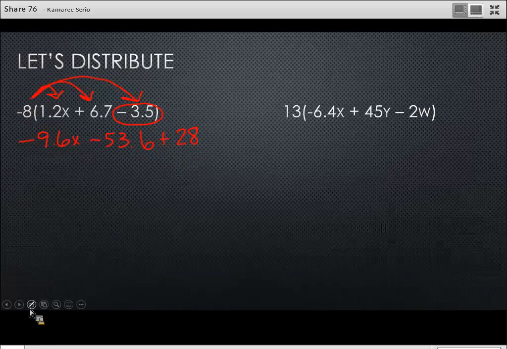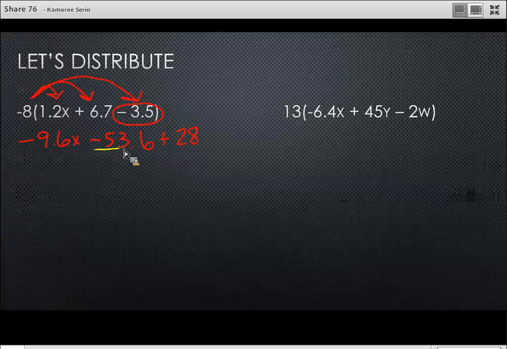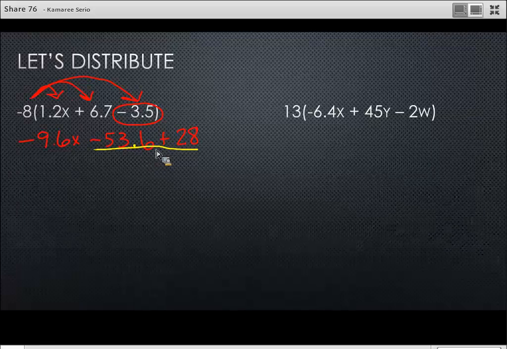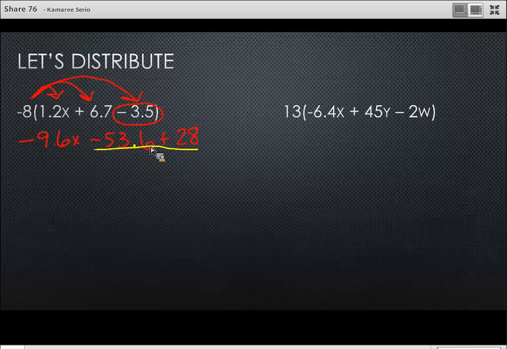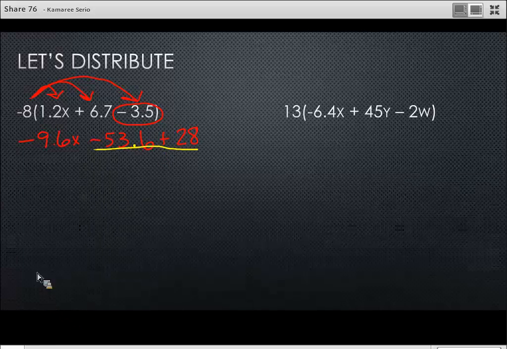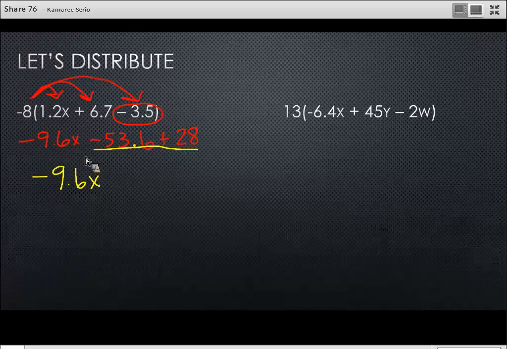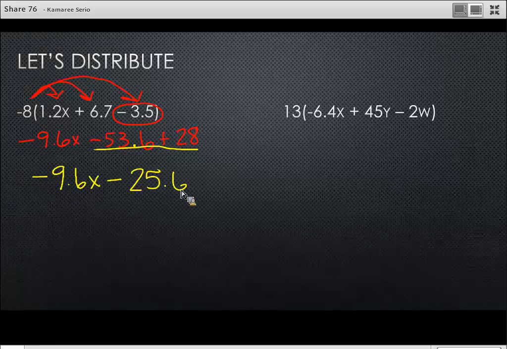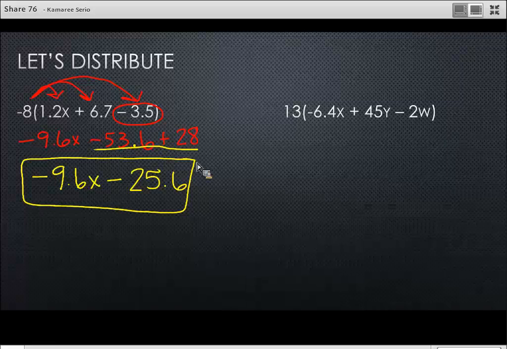Now if I look here, I have some like terms I can combine. I have this minus 53.6 plus 28. So I'm going to type this into my calculator, negative 53.6 plus 28. When I combine this, the negative 9.6x, I don't change anything there, but when I combine those, I get negative 25.6. And then I'm all finished.